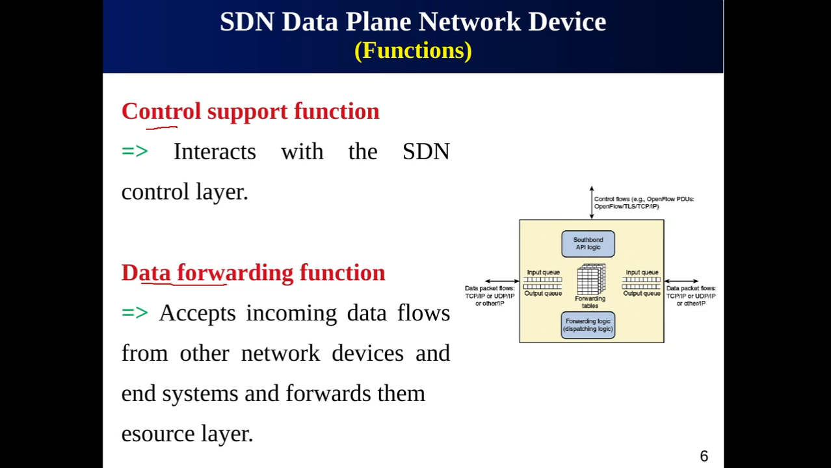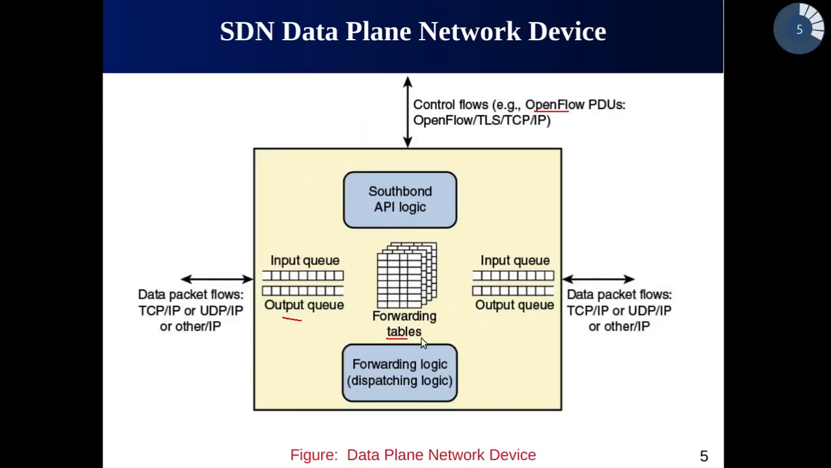So these are the two functions. The first functionality is related with the communication between the two modules, and the second one is related with the forwarding of the packets according to the rules already been established. These forwarding rules used by the network devices are actually embodied in the forwarding tables. You can see we have forwarding tables just like we have forwarding tables in the routers. So we have forwarding tables here in these devices.